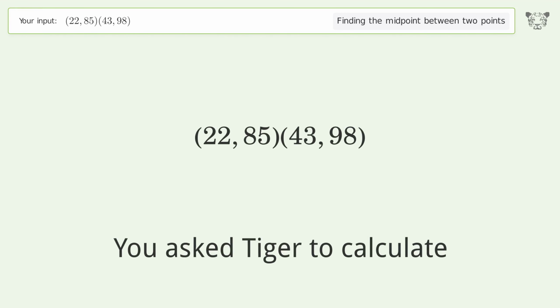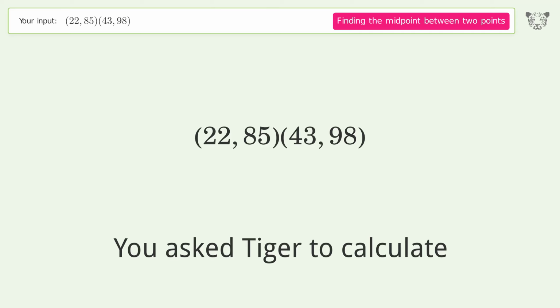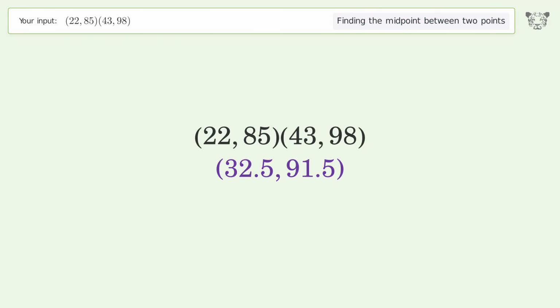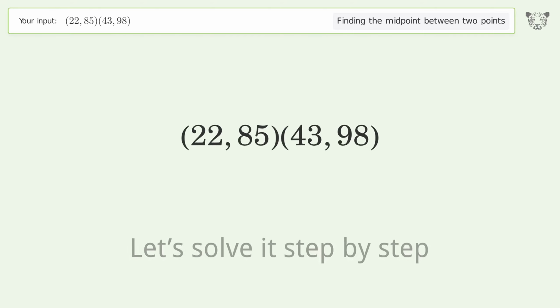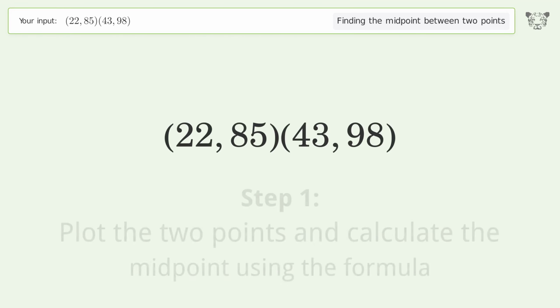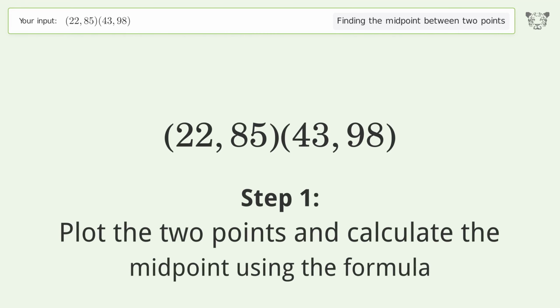You ask Tiger to calculate. This deals with finding the midpoint between 2 points. The midpoint between the 2 points is 32.5, 91.5. Let's solve it step by step. Plot the 2 points and calculate the midpoint using the formula.